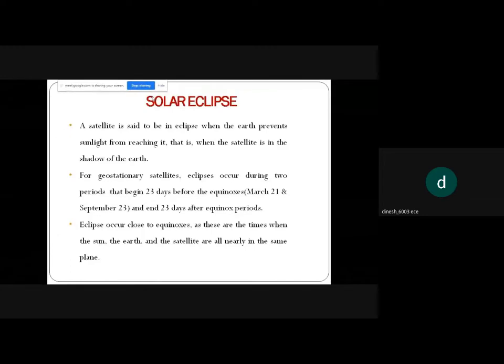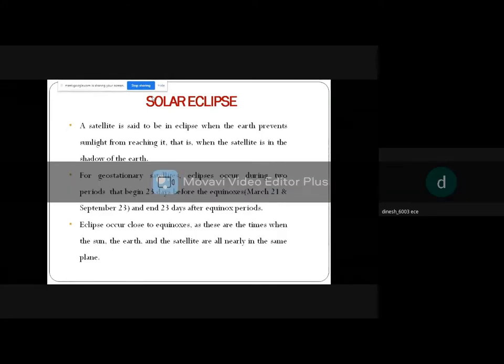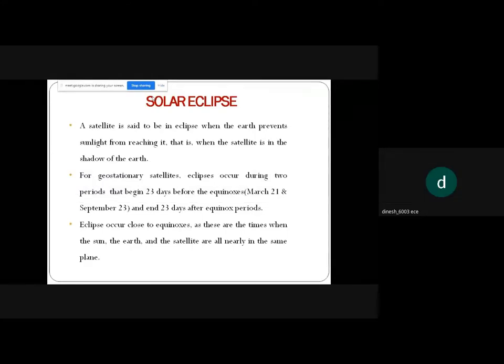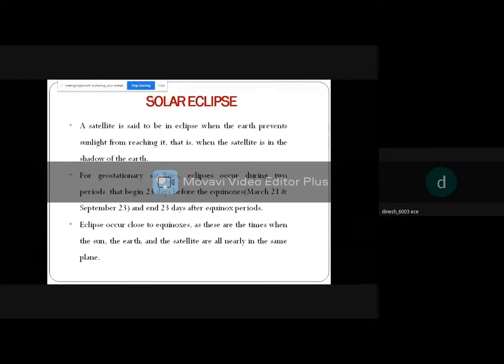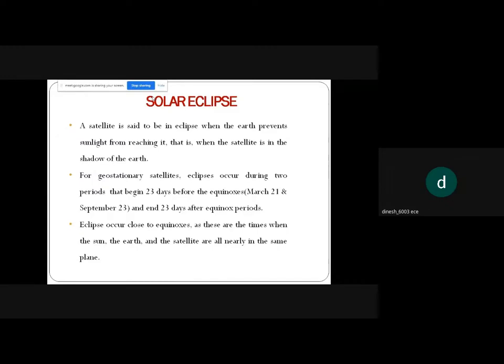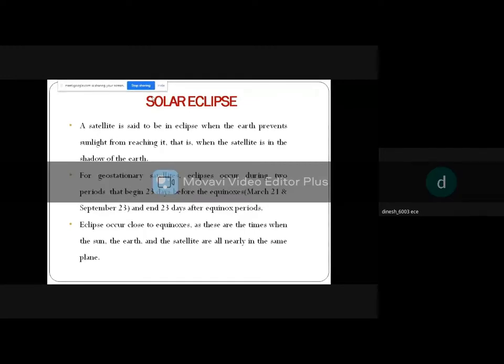The solar eclipse. A satellite is said to be in an eclipse when the Earth prevents sunlight from reaching it. That is, when the satellite is in the shadow of the Earth, for a certain period of time the satellite will be in eclipse. The thing is that the Earth prevents sunlight from reaching it.